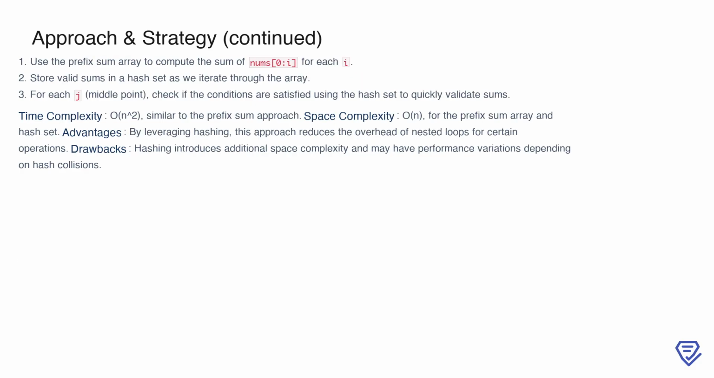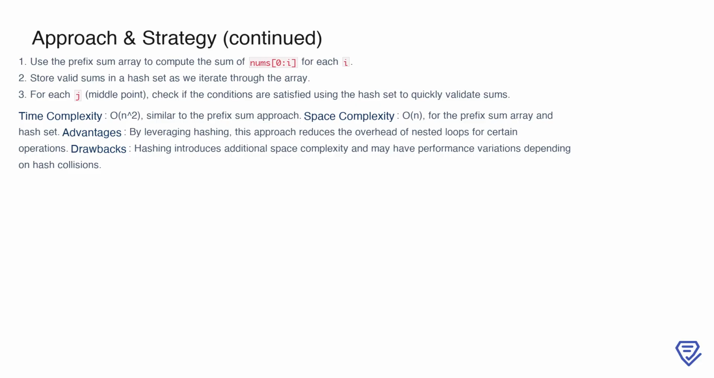To further improve the efficiency of the prefix sum approach, we can introduce hashing. Instead of explicitly iterating through all possible i and k values, we use a hash set to store valid subarray sums as we compute the prefix sums. For each index i, we calculate the sum of nums[0..i] and store it in the hash set. When iterating through the array to find the middle split point j, we can quickly check if the prefix sum conditions are satisfied by looking up the hash set. This optimization eliminates the need for some nested loops, making the implementation slightly faster in practice.